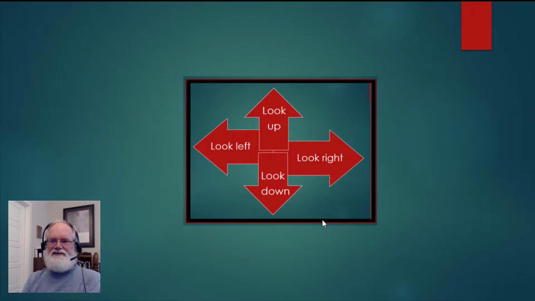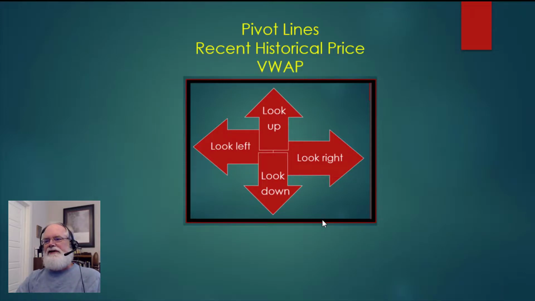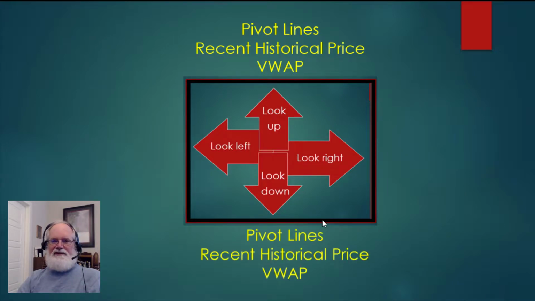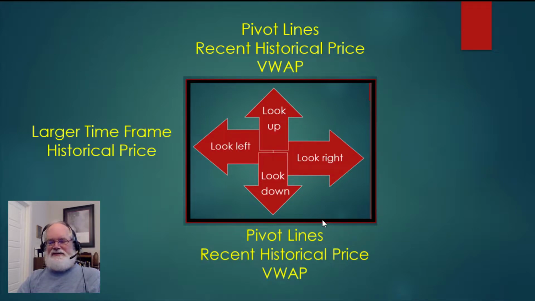So the idea is to look up. You want to look at pivot lines, recent historical price, VWAP. You can look down at those same things depending on which way price is going. You can look left at larger time frames. For example, as I did in that example of the S&P 500, I was looking at the weekly, daily, 1-hour chart. I wasn't just looking at the 5-minute chart. And you can look right, as I mentioned, at using Ichimoku, the Kumo.